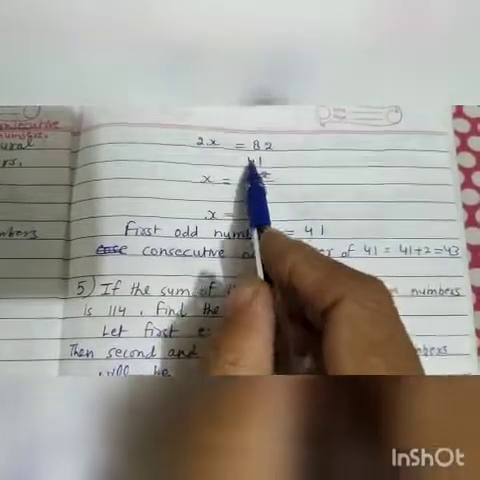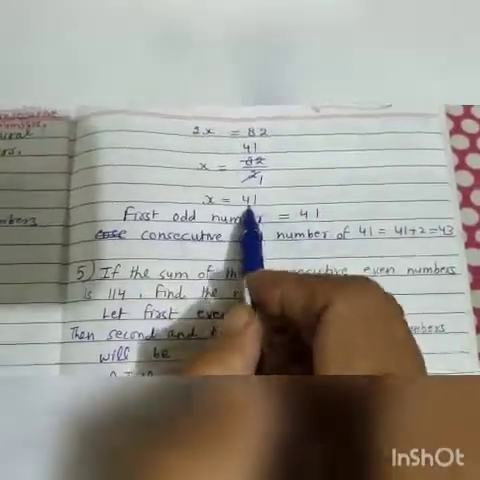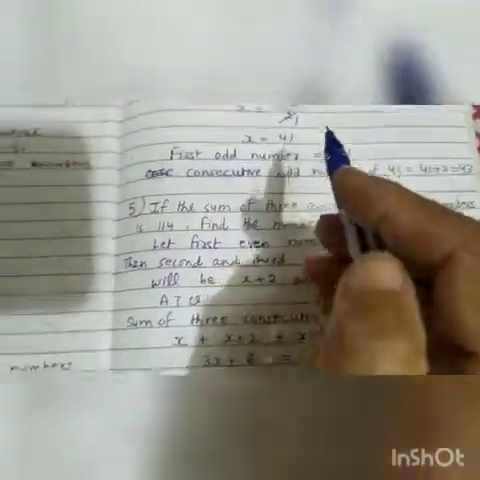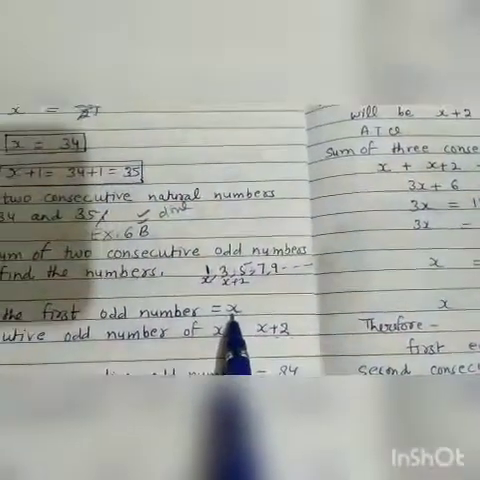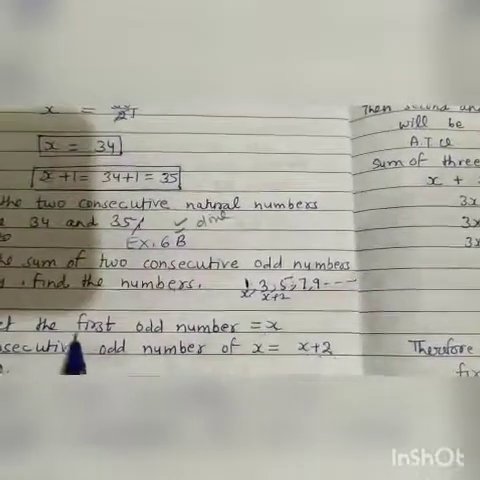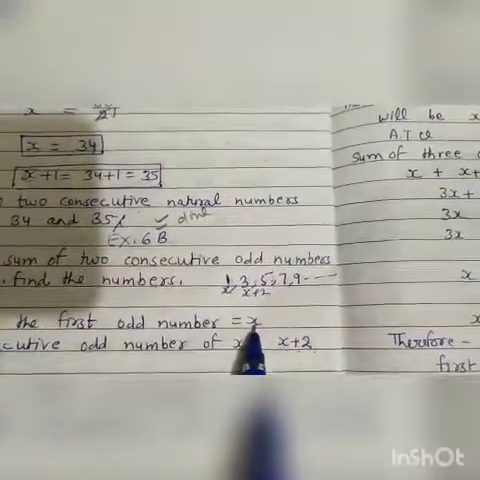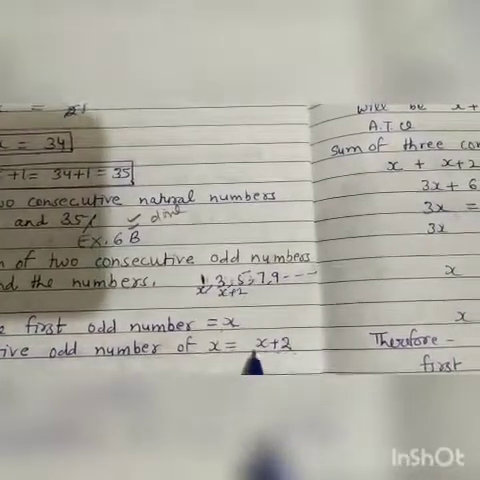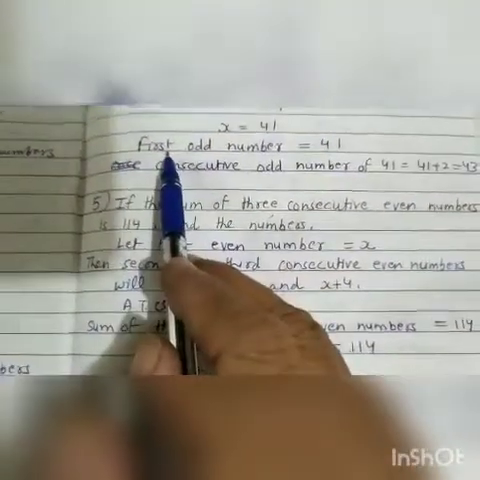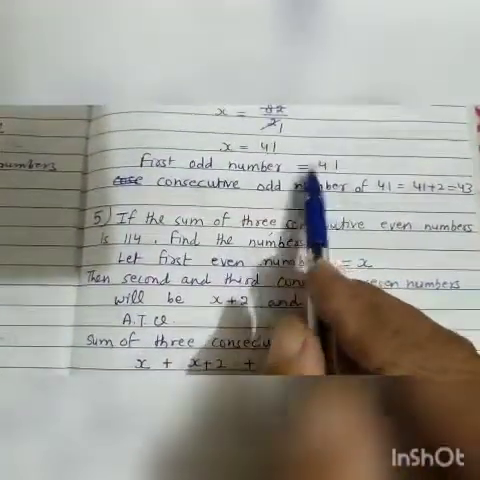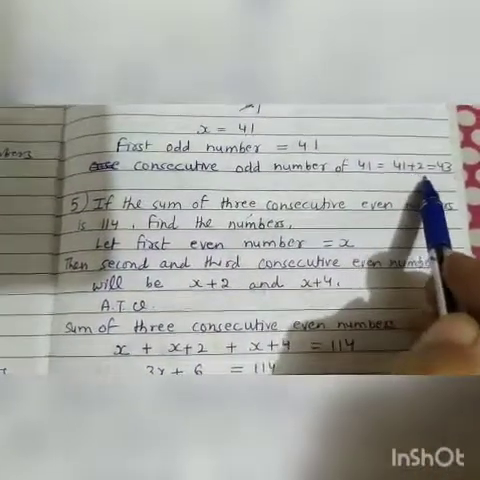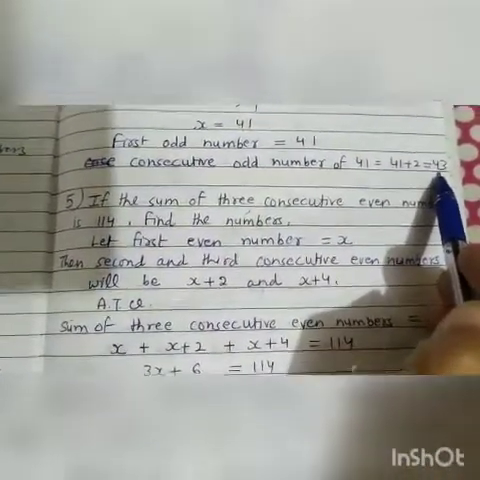2 4 ja 8, 2 1 ja 2. So x is equal to 41. The value of x is 41. Now we put the value of x here and here. Then the first odd number will be 41. The consecutive odd number of 41 is 41 plus 2, that is 43.